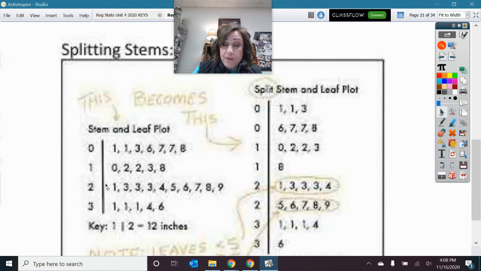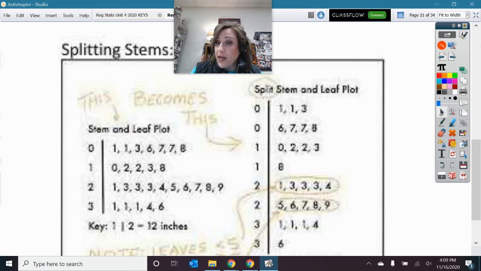So maybe you think to yourself, that's kind of a lot to handle in one stem. You know, that's a lot of numbers. Now I'm going to have to keep it in order and figure out the order. So sometimes people will decide, if there's a lot of data, more data to deal with, to split the stems.